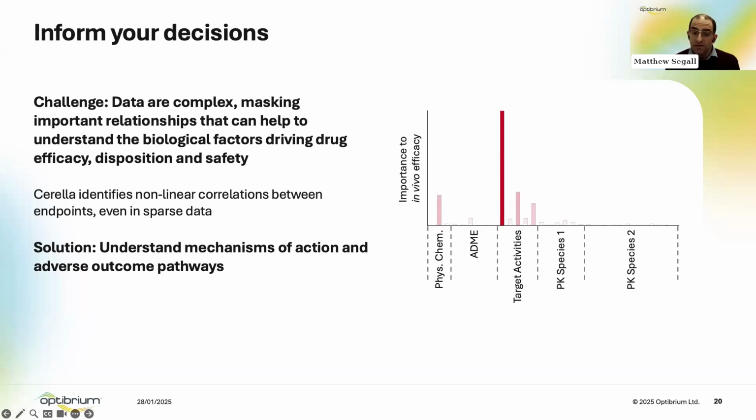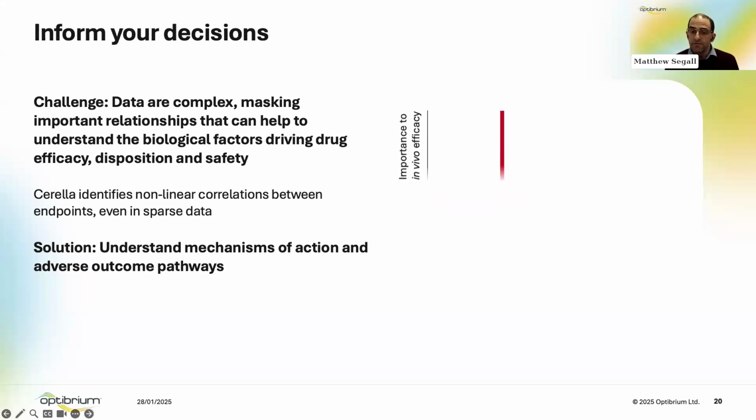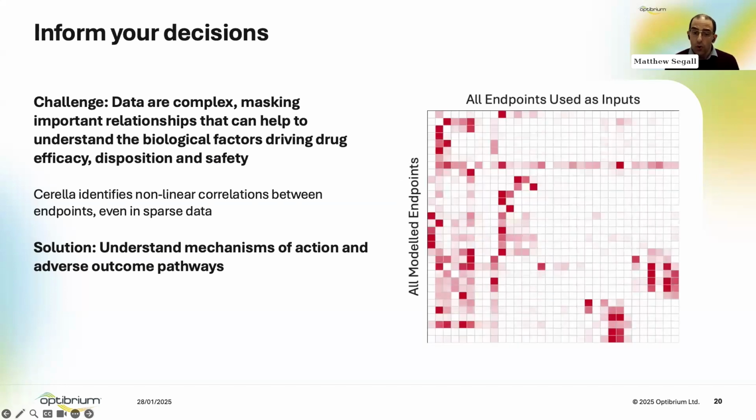So we can look at this for an individual endpoint like this in vivo efficacy. We can also sort of roll this up, if you like, into a single row here where just the intensity now is showing the importance of each input to that in vivo efficacy. And we can generalize that across all of the modeled endpoints that we're using as inputs here. And this helps us to really understand all of those relationships driving the different outcomes that we're predicting. And this is what we call the importance matrix, and is something that Daniel will be talking about more as we go through the presentation.